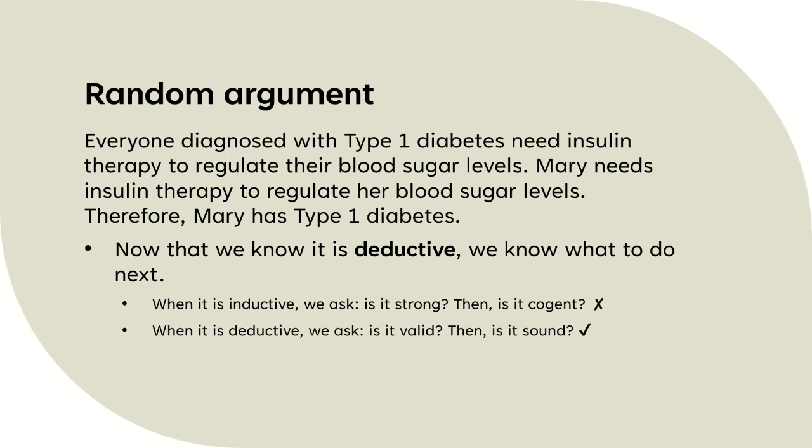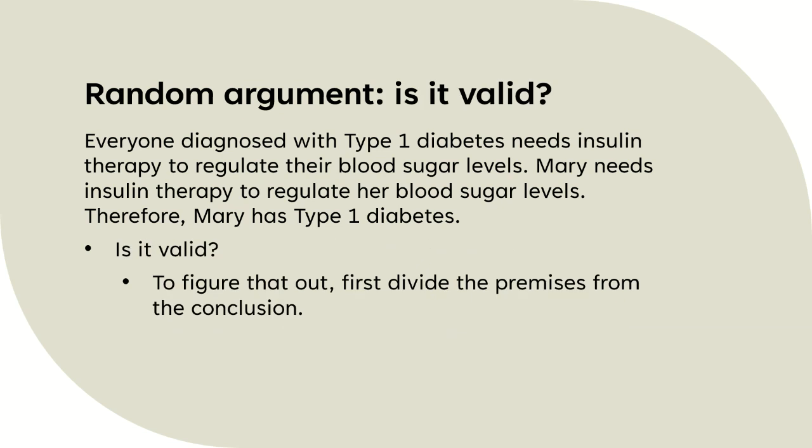All right, so now that we know it's deductive, we now know what procedure to follow, right? When it's deductive, the procedure is ask if it's valid, then ask if it's sound. In contrast, if the argument's inductive, we ask different questions. We ask, is it strong? And then, is it cogent? So it's really important to first determine whether this argument is deductive. We know that it's deductive, and therefore we know what questions we need to ask. Specifically, our next question is going to be, is it valid?